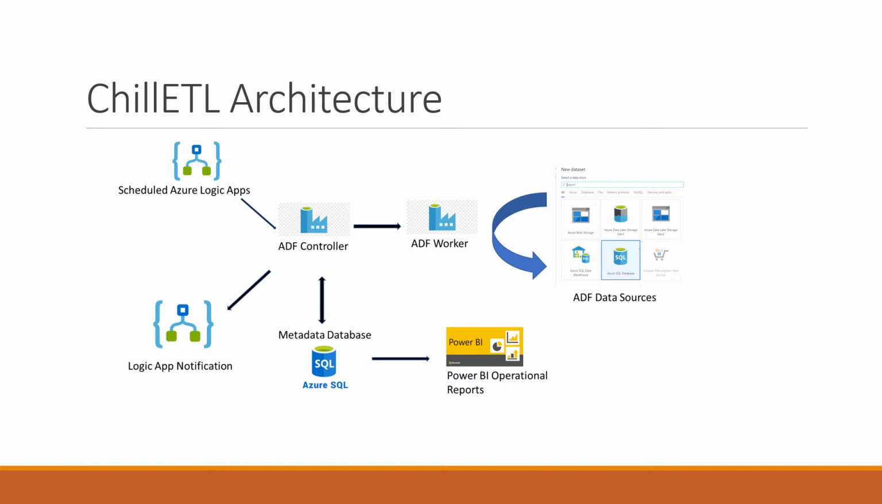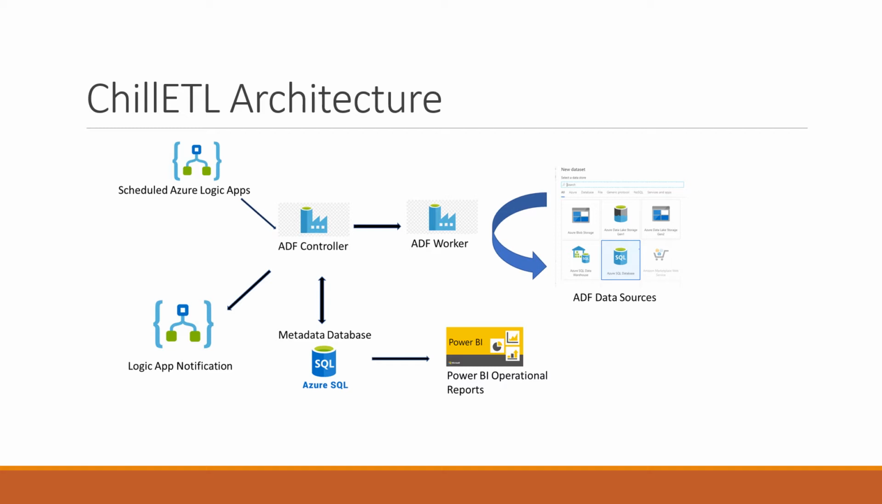The controller determines that by connecting to a metadata database, which is in SQL Azure. So when a job starts up, the controller looks in that metadata database to find out what processes need to run, which could run concurrently, and which ones need to be run sequentially.